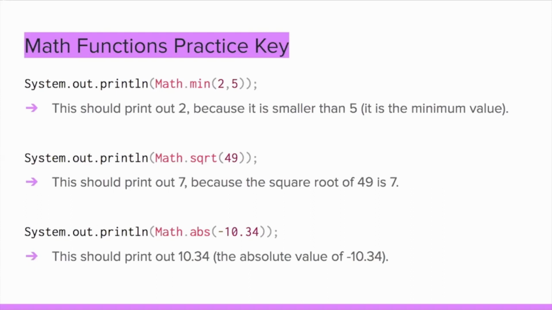For the second question, we use the Math.sqrt function because we want to find the square root of a value, 49. And because we know the square root of 49 is 7, the code should print out 7. For the third question, we use the Math.abs function because we want to find the absolute value of negative 10.34. Because the absolute value of negative 10.34 is positive 10.34, the code should print out 10.34.